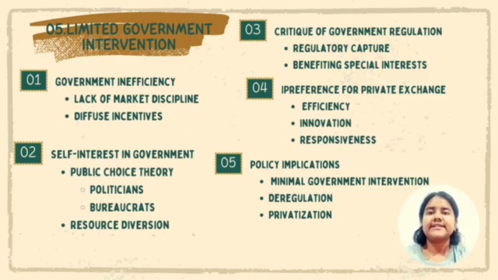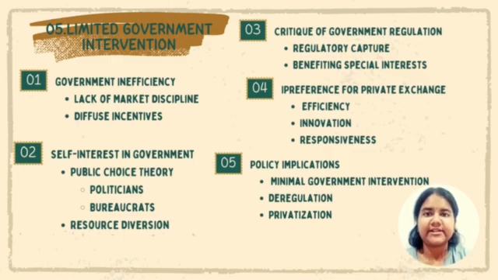The second point is self-interest in government. Public choice theory, which is a cornerstone of this argument, applies economic principles to political behavior. It assumes that government officials, like all individuals, act in their self-interest. For example, politicians prioritize policies that maximize their chances of re-election, even if those policies are inefficient or harmful in the long run. Next, bureaucrats aim to expand their budgets, staff, or influence, often at the expense of taxpayers.